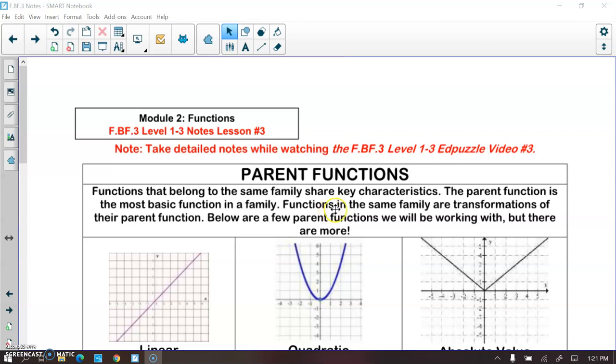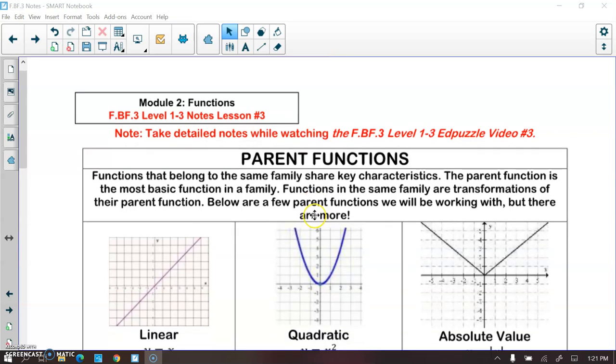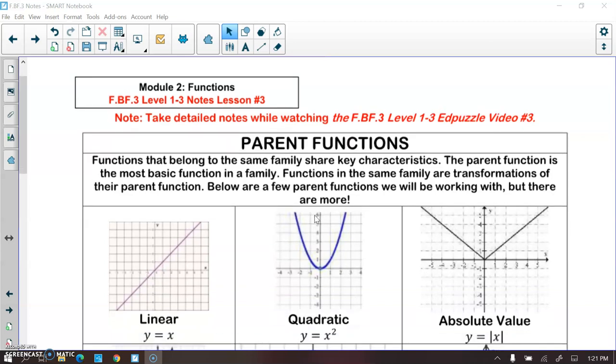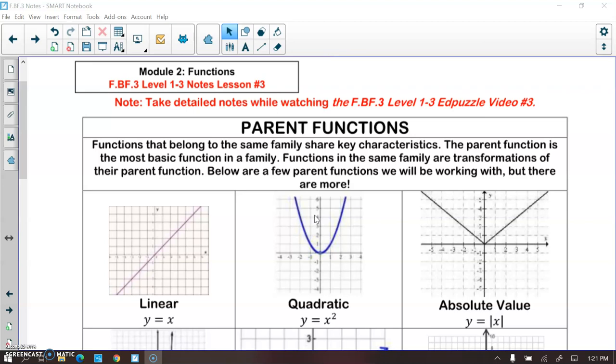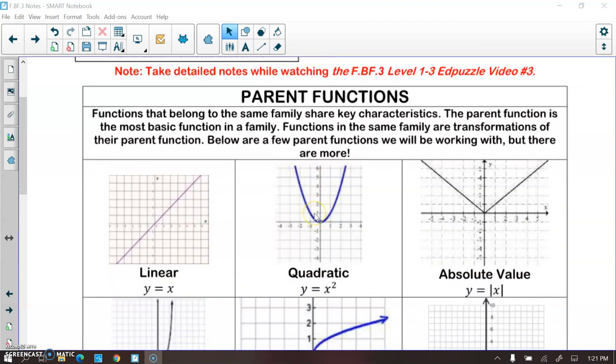All right, so now we're going to talk about specific parent functions. Parent functions are the most basic function in a family, or basic equation in a family. When we transform graphs, we can always use the parent function to help us figure out where the transformation is and what the shape of the graph looks like.